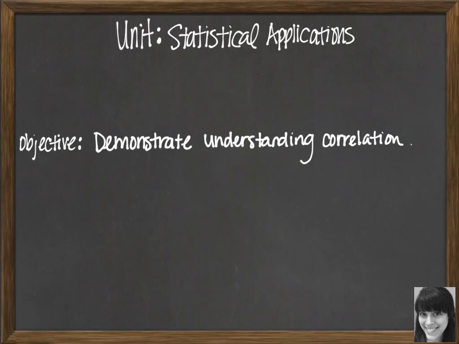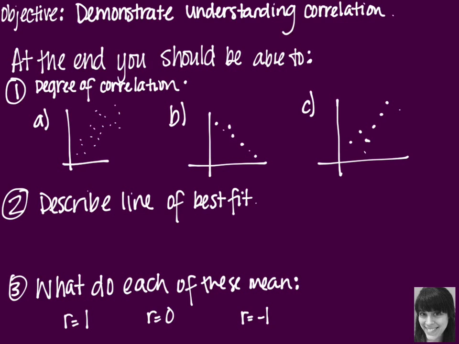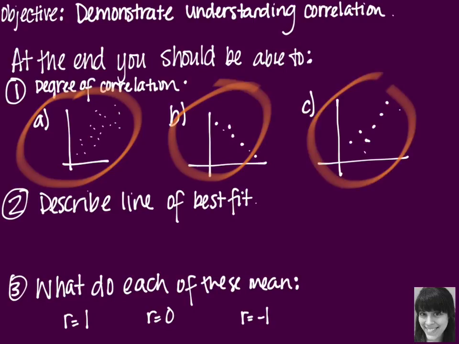Our objective today is to demonstrate understanding of correlation. So at the end of this, you should be able to state what degree of correlation A, B, and C are. You should also be able to describe a line of best fit, and you should be able to say what R equals 1, R equals 0, and R equals -1 means.